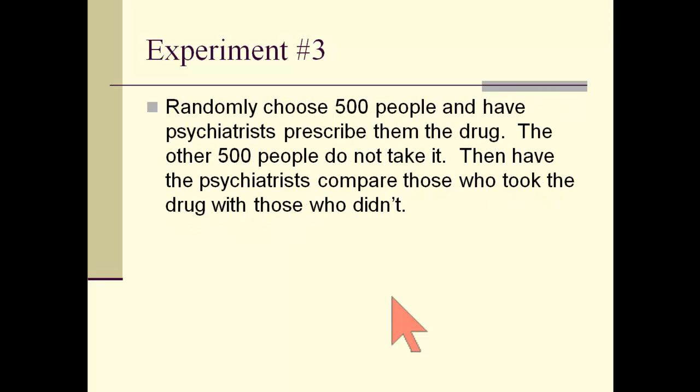Okay, randomly choose 500 people and have them take the drug and the other 500 people don't. Then have the psychiatrist compare those who took the drug with those who didn't. You see how this partially fixes the problem that was mentioned in experiment number 2. Now the two groups should look pretty much alike because they were chosen randomly. And so they go into the experiment being very similar to each other, and then one gets the drug and one doesn't, and now a comparison between the two groups has a better chance of working. There are still some problems.